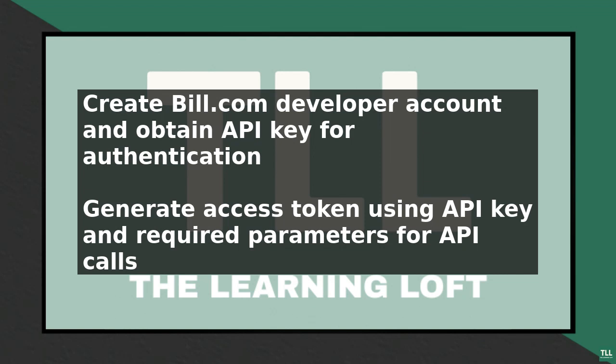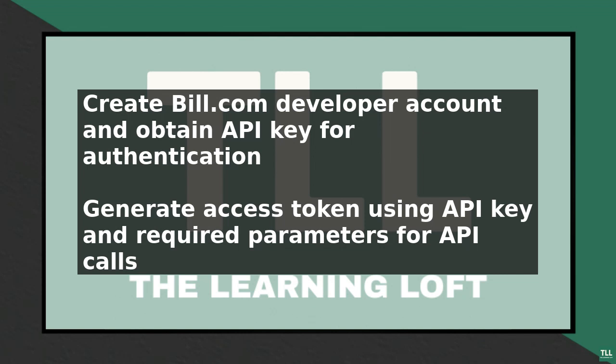Once you have the access token, you can start making API calls to retrieve or send data to Bill.com. For example, you can use the Get Vendors endpoint to retrieve a list of vendors, or the Create Bill endpoint to create a new bill. Make sure to check the API documentation for the required parameters and response formats for each endpoint.